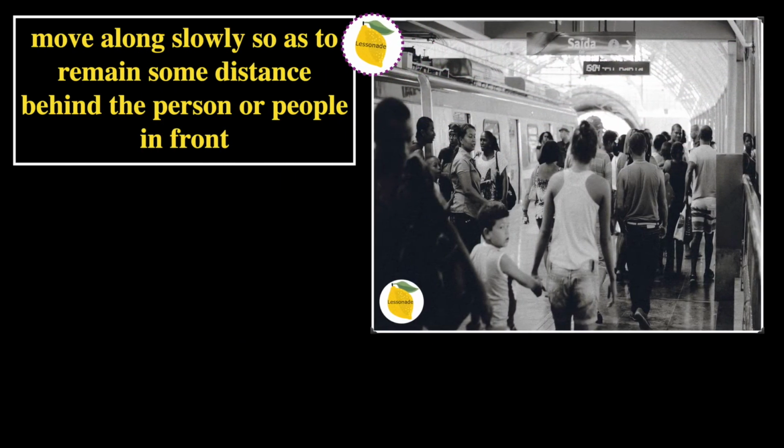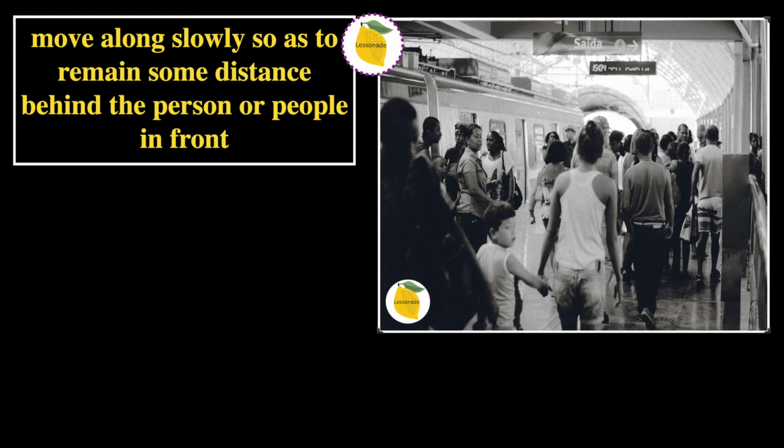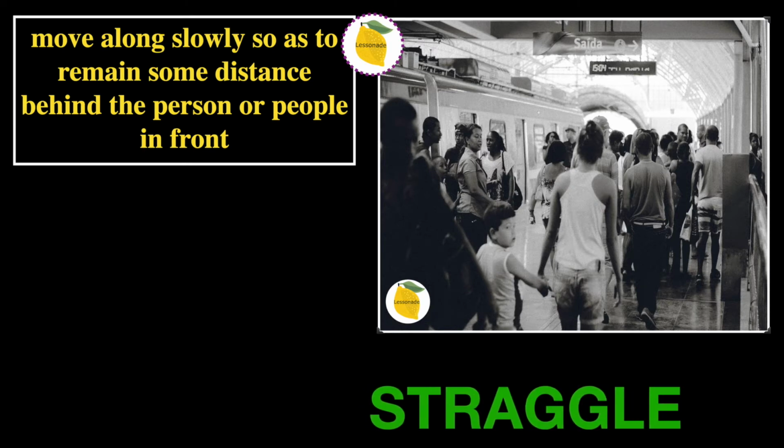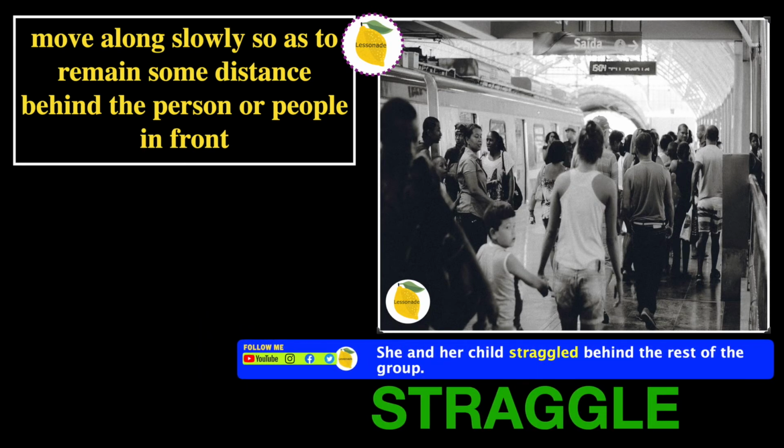The next definition is move along slowly so as to remain some distance behind the person or people in front. In this picture, we can see someone who's walking slowly on purpose to maintain the distance between the people in front and the people behind them. And therefore the word will be straggle. And the sentence for this word is she and her child straggled behind the rest of the group.